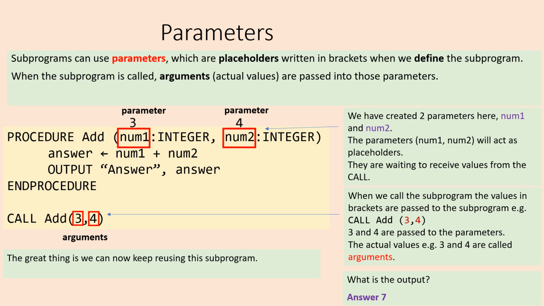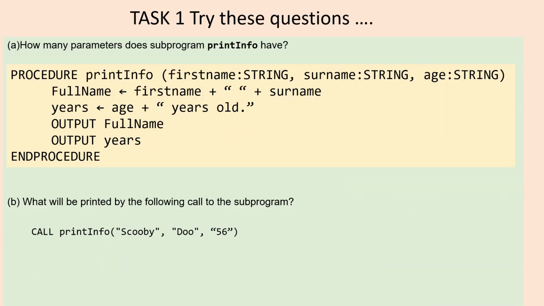And the great thing is now we can just keep reusing this subprogram. We can just keep calling it and passing it new arguments as many times as we want. So for example, we can just change the arguments, call add 8 to 4. That will give us a different output, so answer 12. Okay, so we've just got a couple of questions for you to try now. If you want to pause the video at this point, have a go at the questions and then press play and we'll talk through the answers.